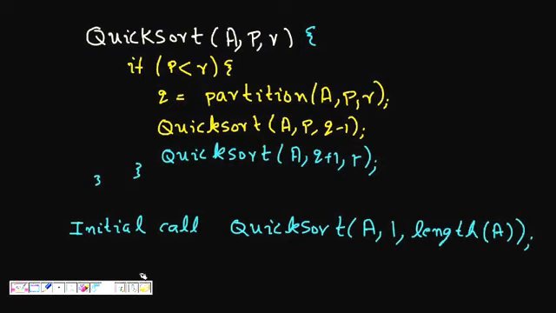So in QuickSort, P is the left index, R is the right index. If P is less than R, then we go on doing the work. If P is greater than or equal to R, it means P is equal to R, so I have only one element left; P greater than R cannot happen. Q is what? We find Q equal to partition(A, P, R).